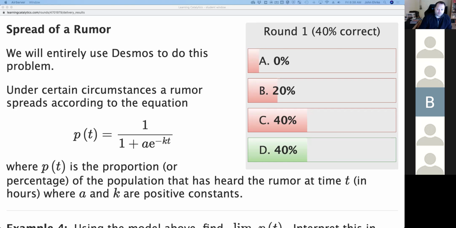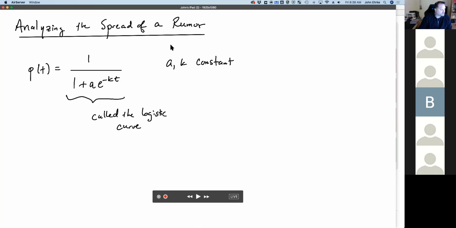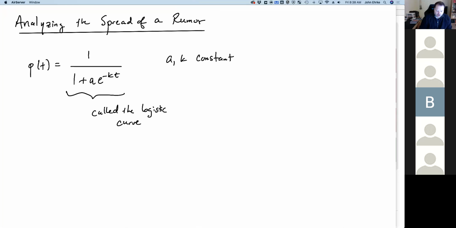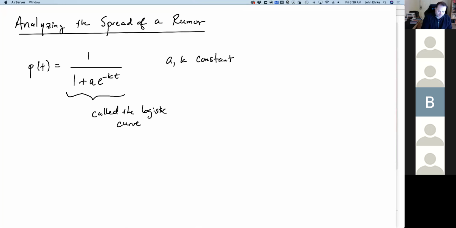So let's calculate the derivative of this thing together, look at the limit together, and then we're going to do the rest of this problem in Desmos. So if I take the limit as t goes to infinity of P of t, as was stated, the calculation here is kind of easy because you have this decaying exponential in the bottom.